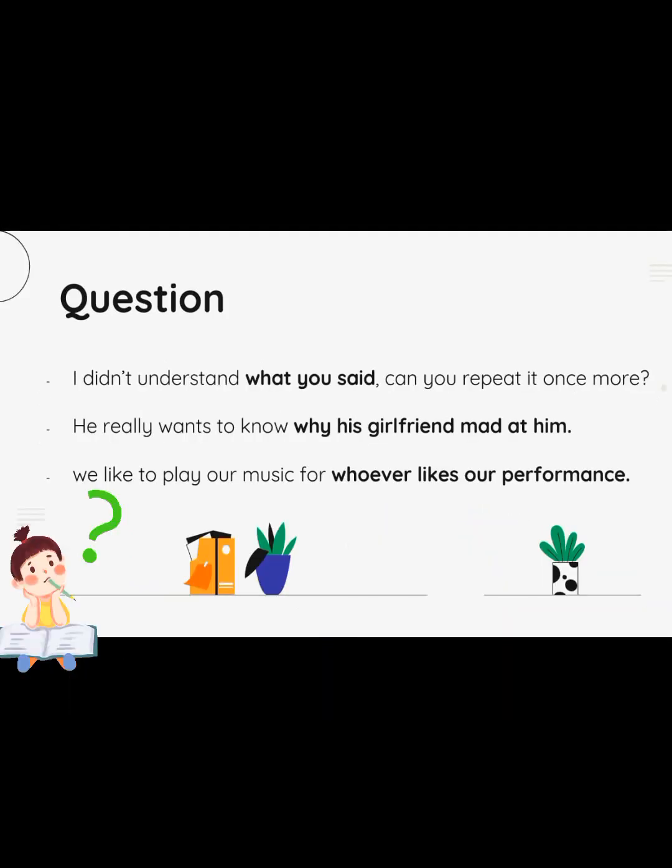The second, for question. As we already know, question words include what, why, when, who, where, and how, but are not limited to just that. Words such as who, whoever, whatever, whichever, wherever, and whomever are also included in the question words.